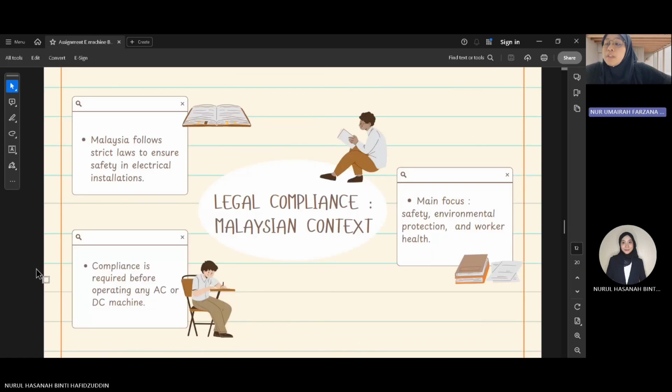Legal compliance is important to ensure AC and DC machines operate safely, protect workers, equipment, and the environment, and comply with national laws and engineering standards. Without compliance, electrical machines can cause serious accidents and legal consequences.